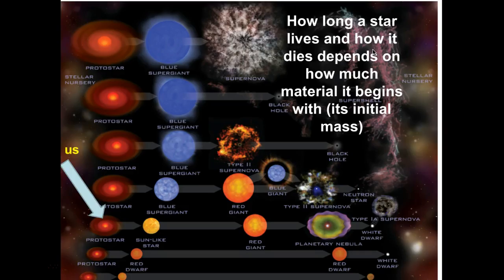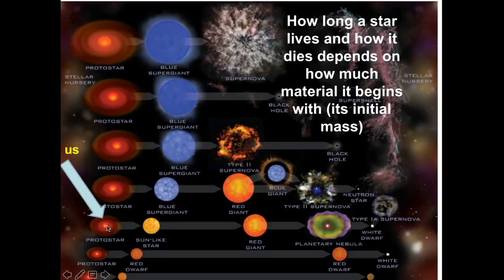So how long a star lives and how it dies depends on how much stuff it starts with. So if you have a lot of stuff, so 3.5 light years of stuff, and let's say that formed one star, which it wouldn't form a bunch of stars, but let's say it did form one star, that'd be a really, really, really big star. And it wouldn't live very long, but it would have its own life cycle. So it would be a protostar, a blue supergiant, and then it'd turn into a supernova when it died.